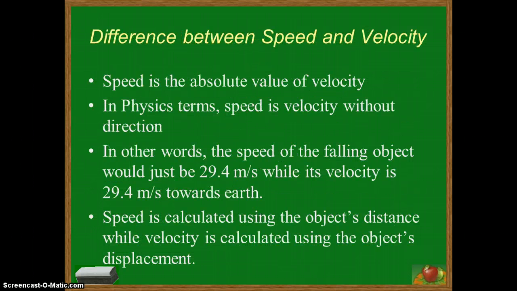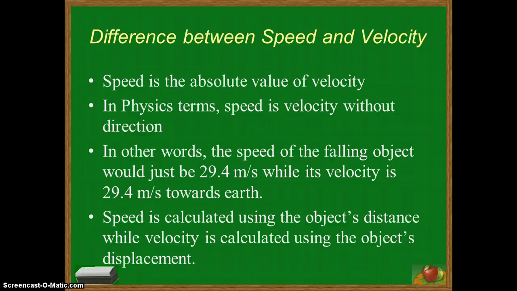There is a difference between speed and velocity. In everyday terms, people use these terms interchangeably. But in physics, speed is velocity without direction. In other words, the speed of a falling object would just be 29.4 meters per second, while its velocity would be 29.4 meters per second towards Earth, or a negative 29.4 meters per second.